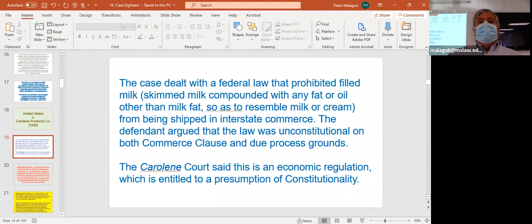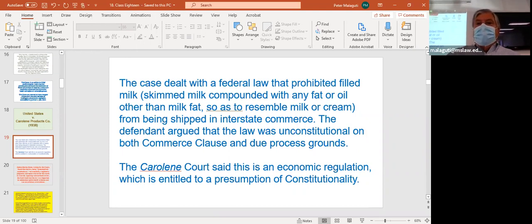Filled milk sounds gross to me. When I was a kid, I grew up in a lower middle class family. We used to drink skimmed milk, but it came in a box and it was powder, and my mother would add water to it and stir it up, and it was pretty disgusting. It wasn't anywhere as good as whole milk, but it was affordable.